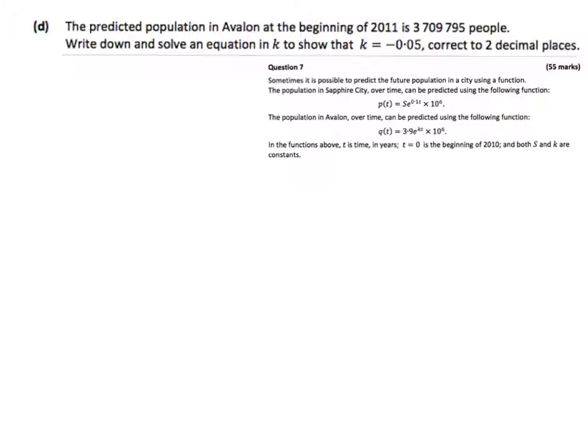Okay, so here in part D, we're asked in relation to Avalon. So I've brought back in the function, the preface, to give us the information in relation to Avalon. So we're told Q of t for Avalon is equal to 3.9 e to the power of kt times 10 to the power of 6. Okay, and in this question we're asked to solve an equation to show that k is equal to minus 0.05.